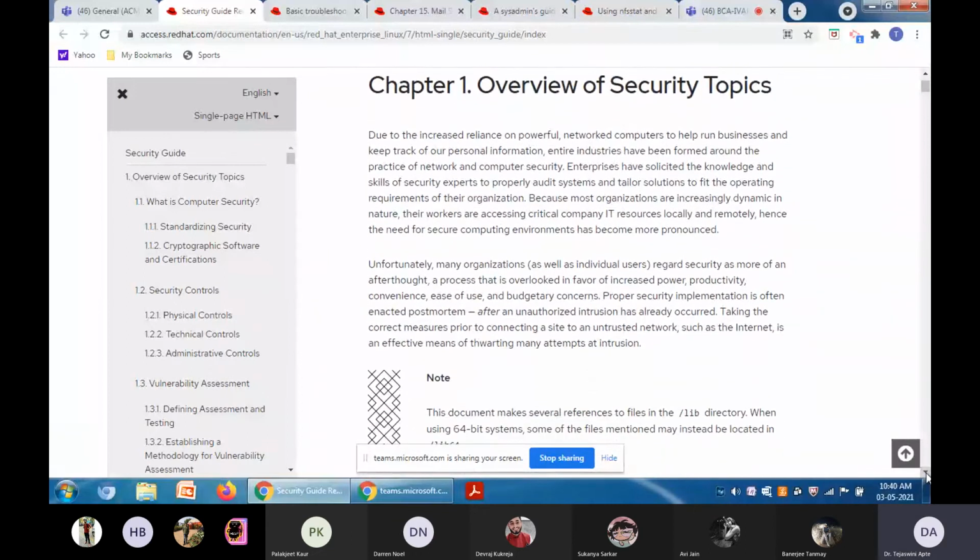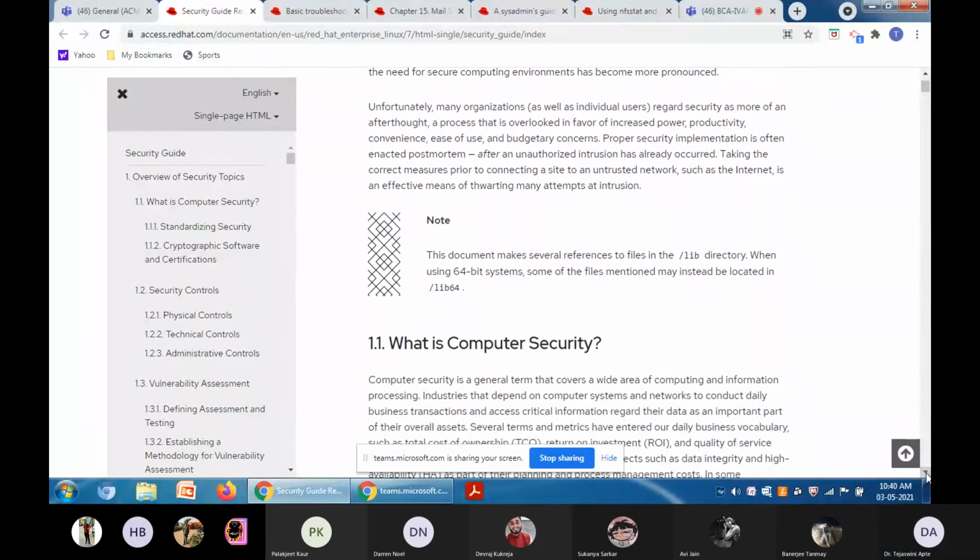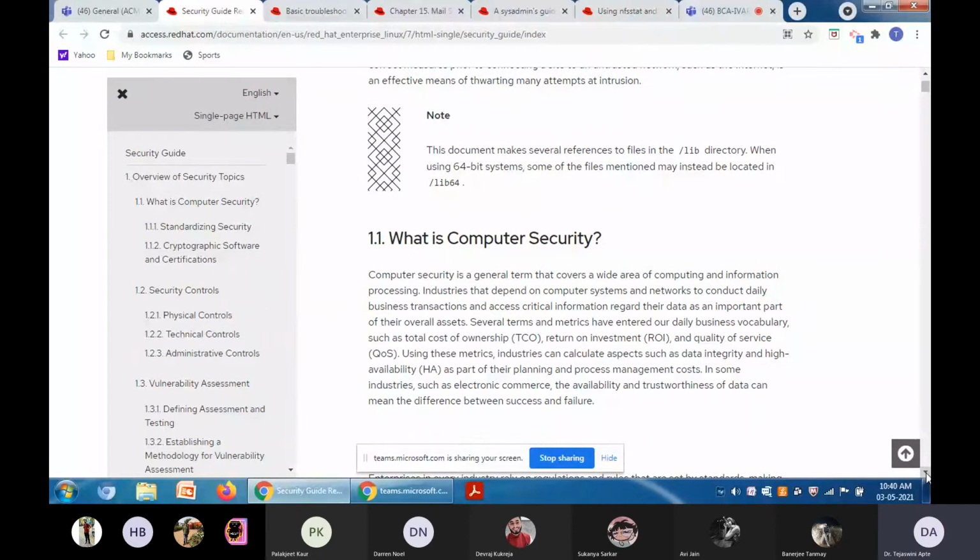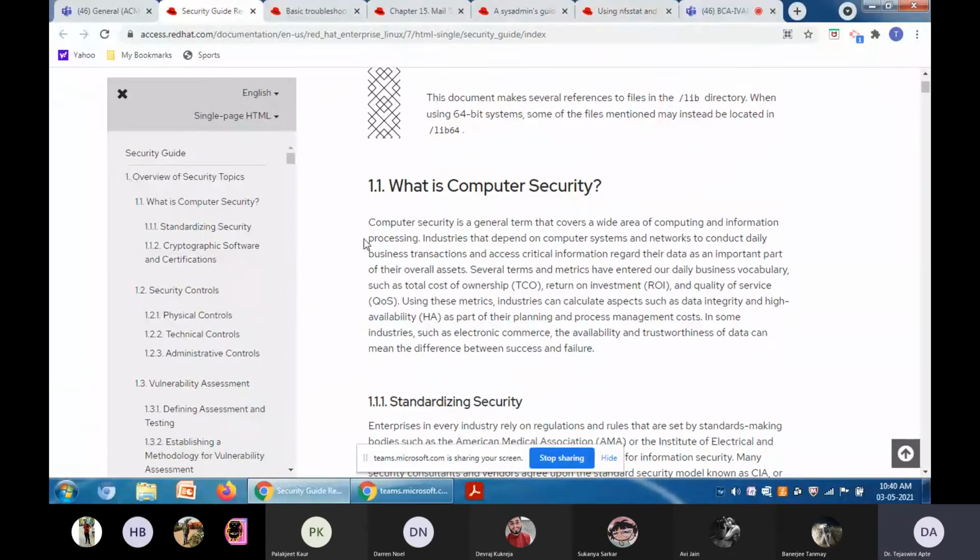Okay, now, fine. So here, that's what we are discussing from the beginning: what is computer security? It covers a wide area of computing and information processing, depending on computer systems and networks to conduct daily business transactions. That's what data loss is, and access to critical information, based on the Bell-LaPadula as well as the Biba model. You can say data is an important part of the overall assets.